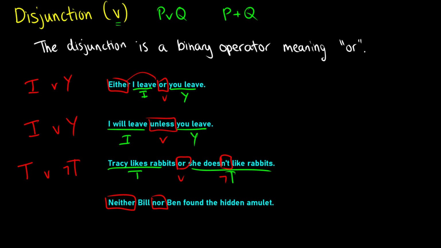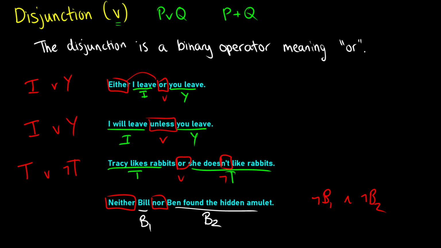We'll talk about how to deal with this in a second. But we have Ben found the hidden amulet. So I'm going to call this B2 for the second name that starts with a B. And I'm going to say Bill found the hidden amulet as B1. Now let's think about the meaning of this. How can we paraphrase this? Well, Bill didn't find the hidden amulet, and Ben didn't find the hidden amulet. So one way I could translate this would be not B1 and not B2.